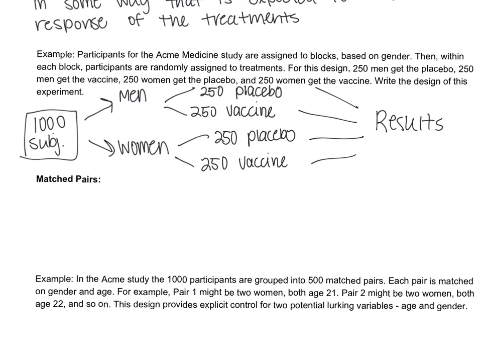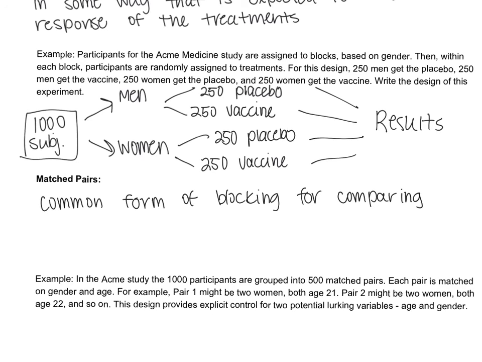Another way to perform an experiment is by matched pairs. So this is a common form of blocking for comparing two treatments. And again, the best way to explain this definition is through an example.